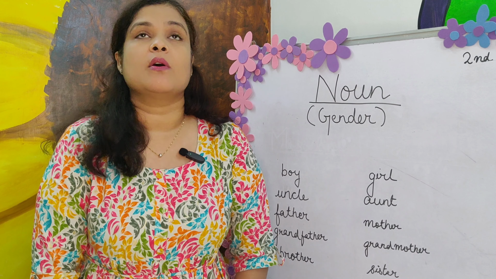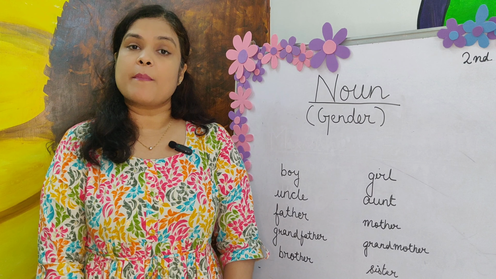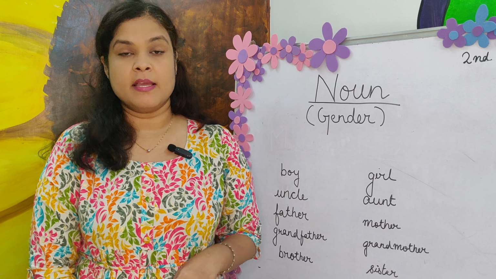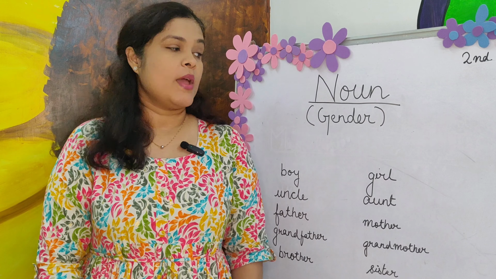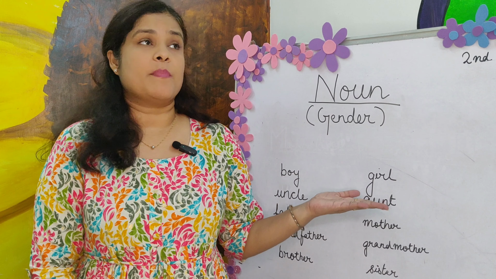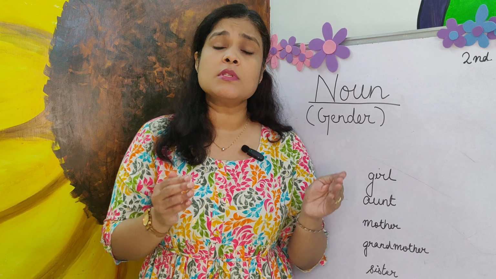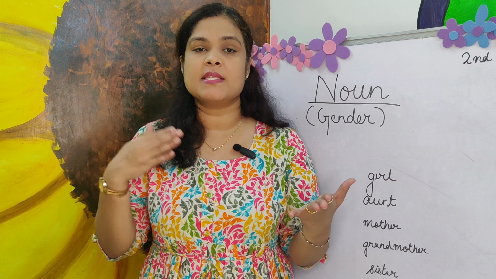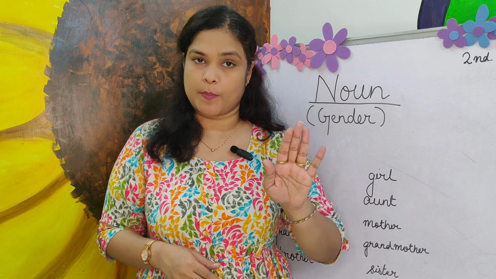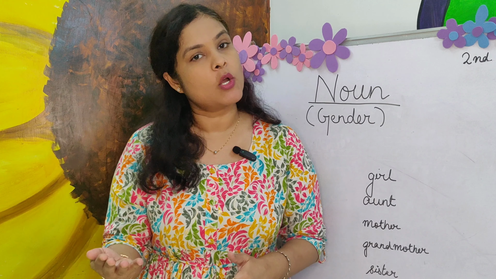Wherein we learned that the proper noun represents a particular person, like Ram, like Sita, like Kolkata. Whereas common noun represents nouns or words in a general form, like Ram is a boy. So Ram is the proper noun and boy is the common noun.